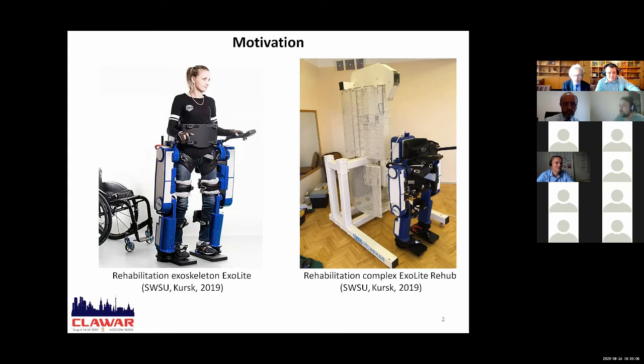Within the framework of this investigation, a mathematical model of the movement of exoskeletal executive units and algorithms of the motion control system are developed. On this slide, you can see our rehabilitation exoskeleton, Exolite. On the left side is a mobile version of our exoskeleton, and on the right is the rehabilitation complex which we use in medical hospitals.